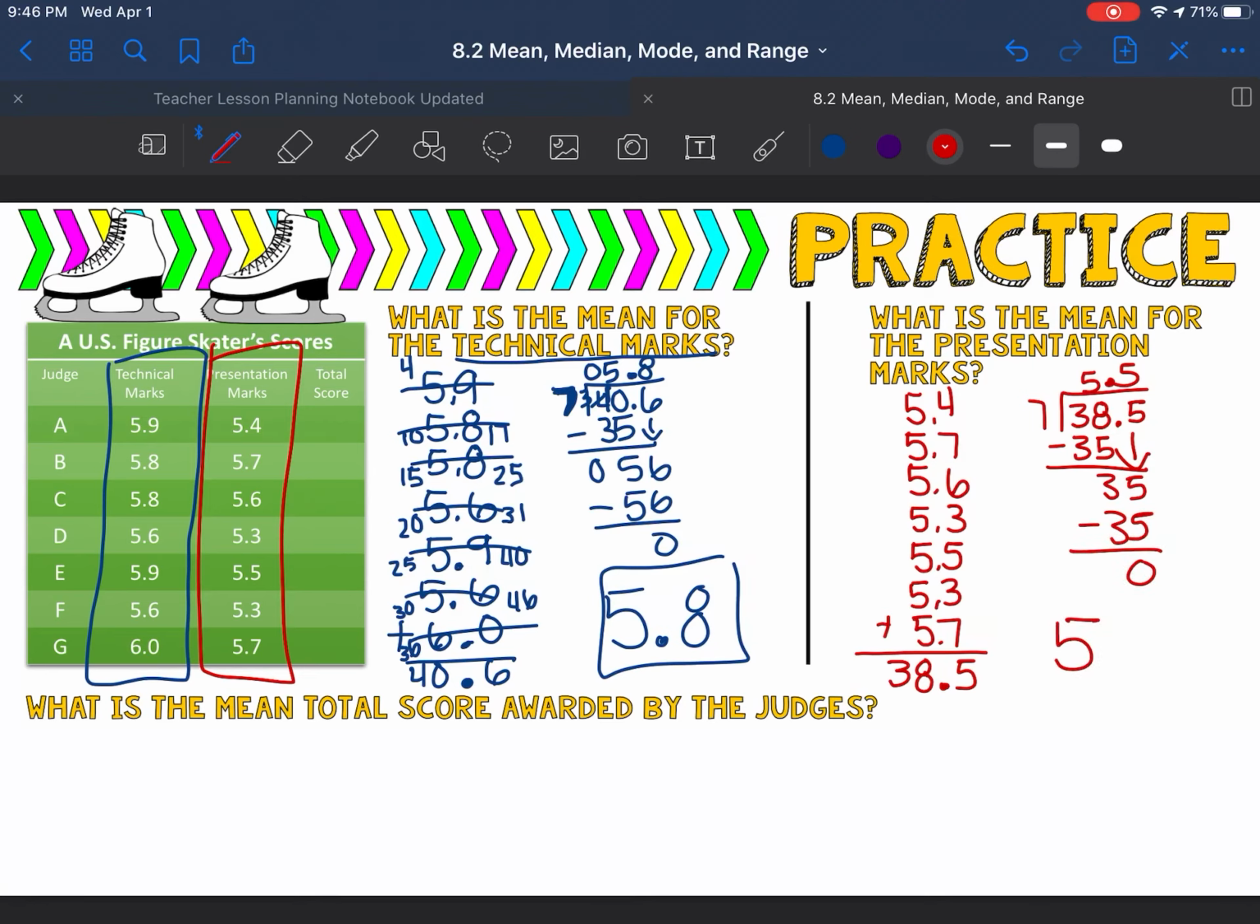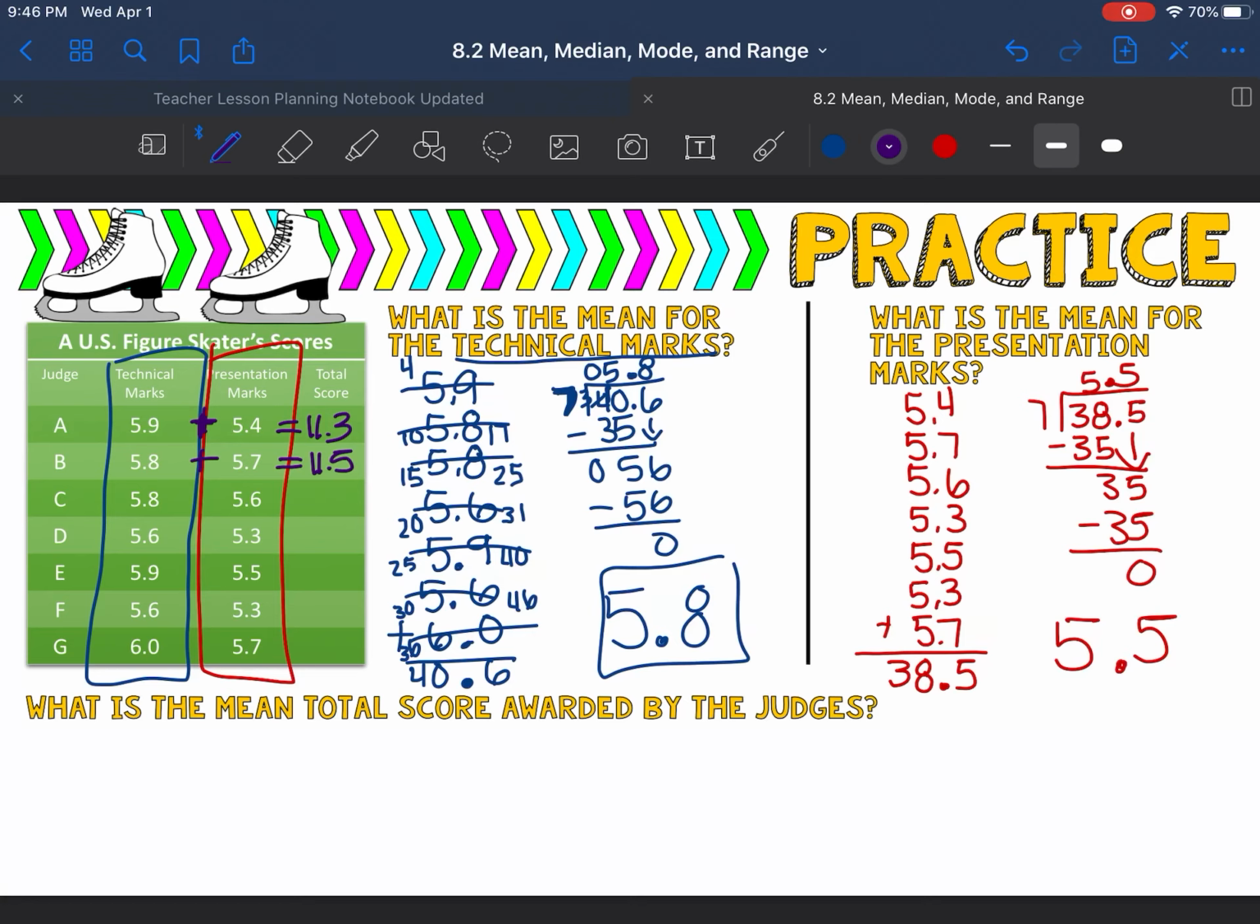So my average for the presentation marks is 5.5. All right, we're going to skip the last one. But if you wanted to find the mean total score awarded by the judges, what you would need to do is add the technical marks and the presentation marks together, and that would give you the total score. So you add those together and it would give you the total.